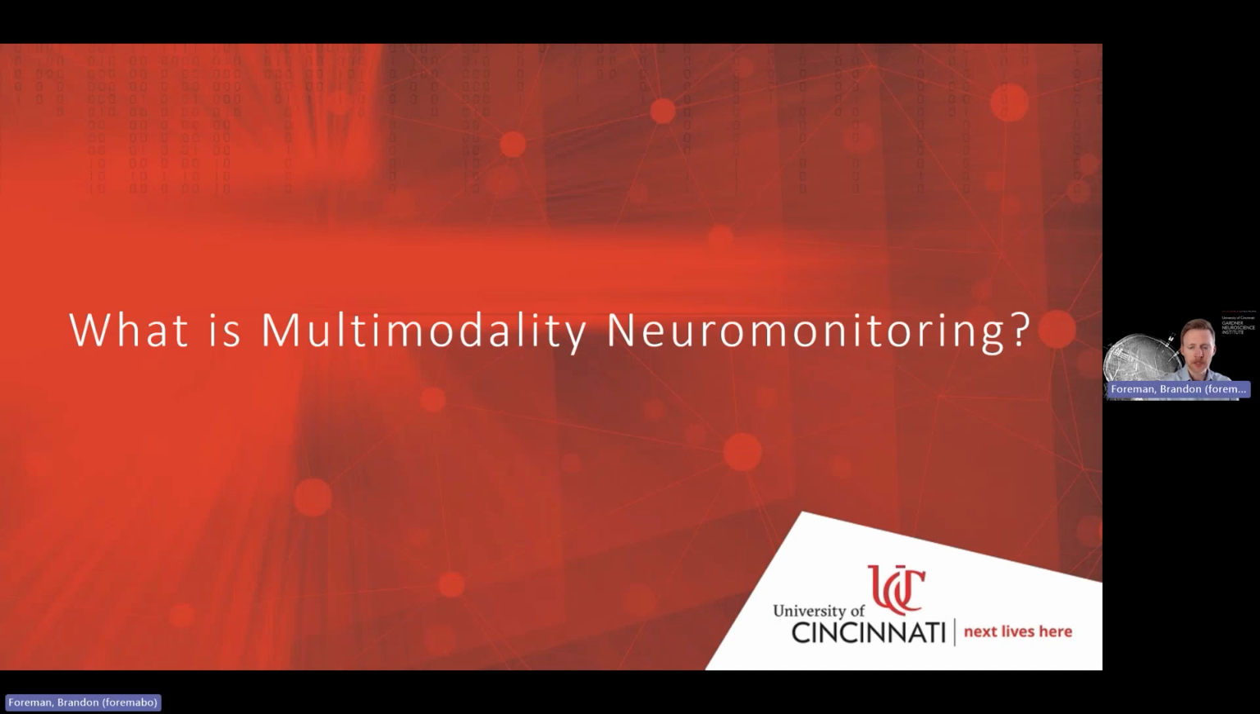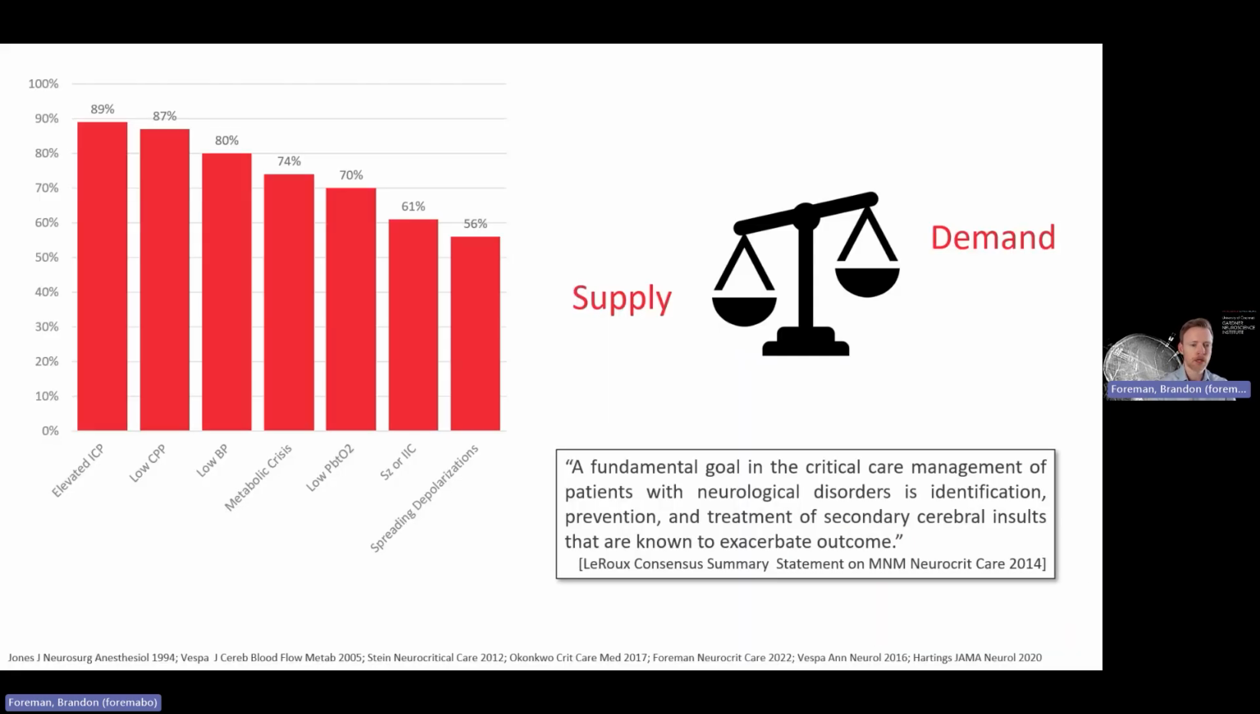So not everyone may be familiar with the multimodality neuromonitoring concept. And the question is, what exactly do we mean by that? But to answer that, we need to actually consider the whole point of neurocritical care. About 10 years ago, there was a consensus statement that set forth some language that I think beautifully captures our raison d'etre, which is that the fundamental goal in critical care management of these patients with neurocritical care disorders is identifying and preventing and treating secondary brain injuries that we know exacerbate outcome.